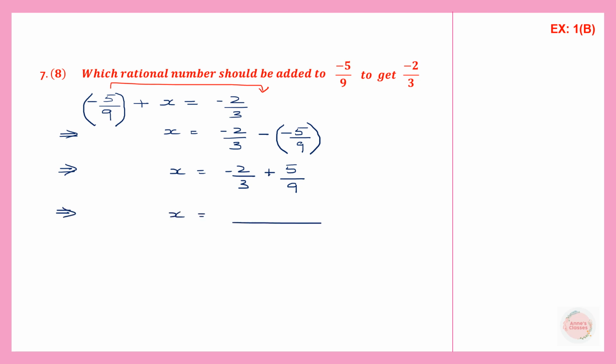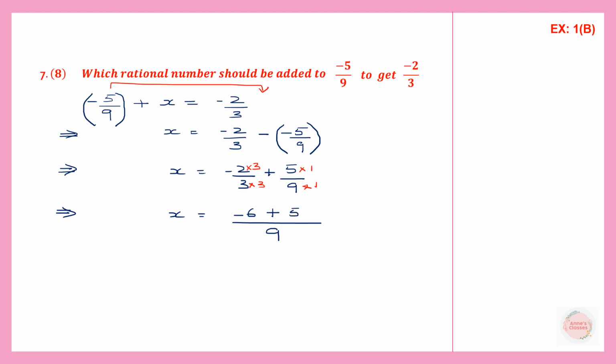The LCM is 9. And you can use any method to find the numerators. 3 threes are 9. So minus 2 into 3, minus 2 into 3 is minus 6. Plus on the other side we have 9. 9 ones are 9. So 5 into 1 is 5. So we can write it as it is.